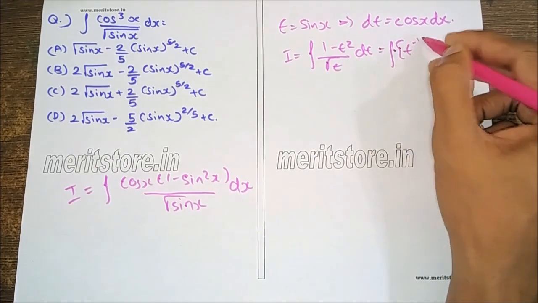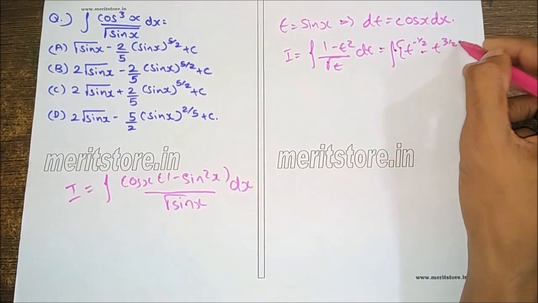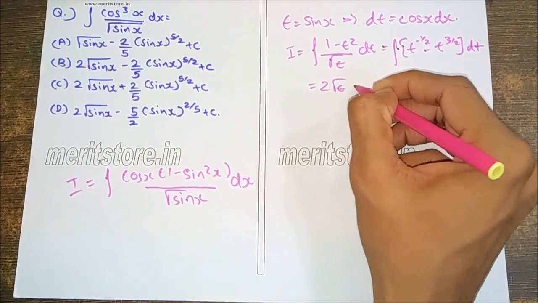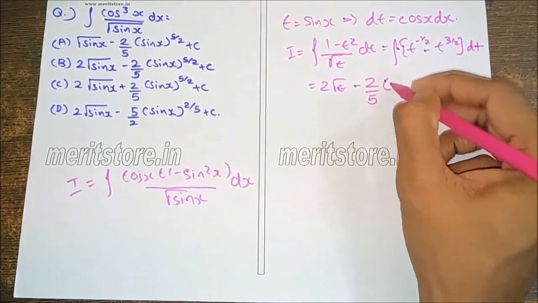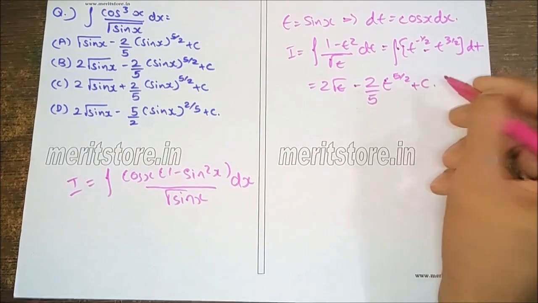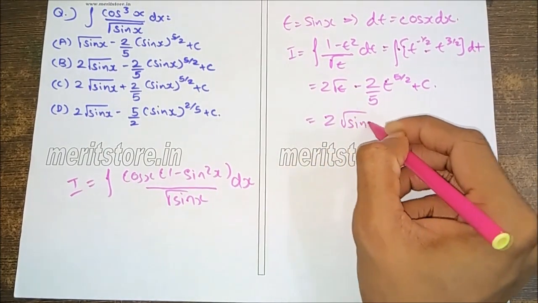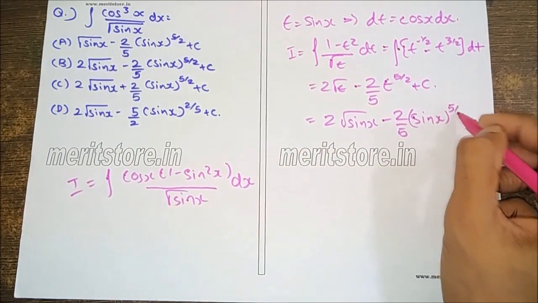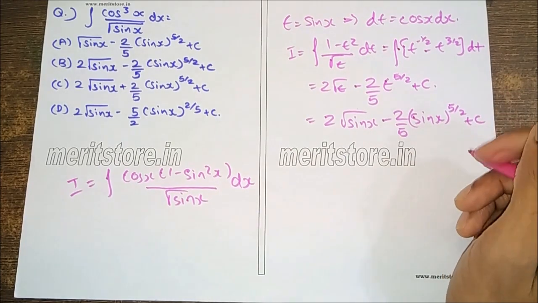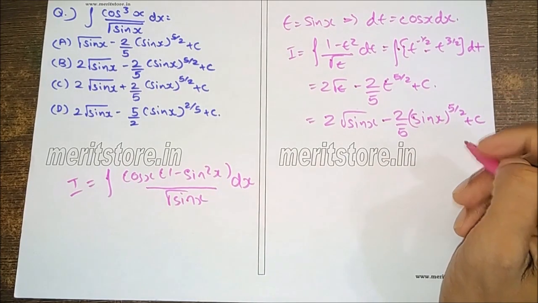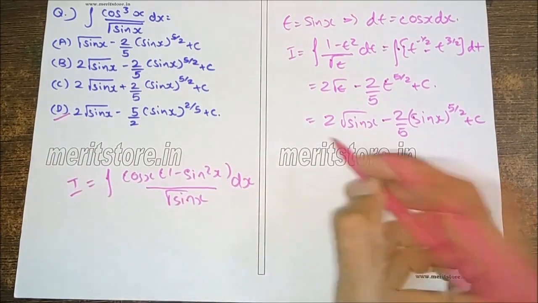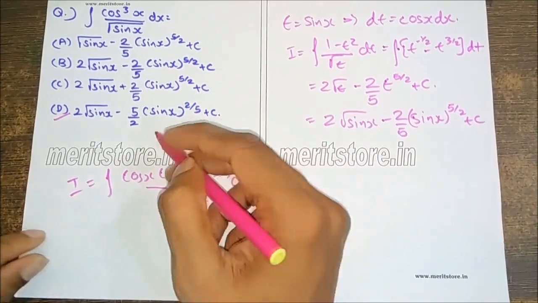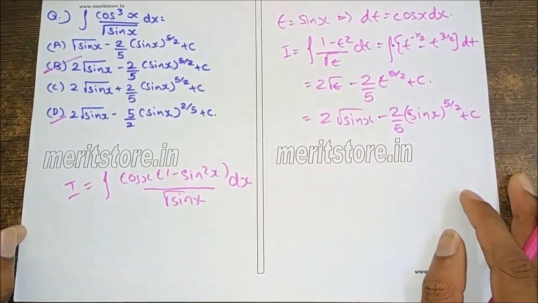integral t raised to minus half minus t raised to 3 by 2 dt. Integrating, we get 2 root t minus 2 upon 5 t raised to 5 by 2 plus c, which is equal to 2 root sin x minus 2 by 5 sin x raised to 5 by 2 plus c, which is, we see our answer matches with option D, that is 2 root sin x minus 5 by 2. Sorry, our answer matches with option B. Therefore option B is the correct answer.